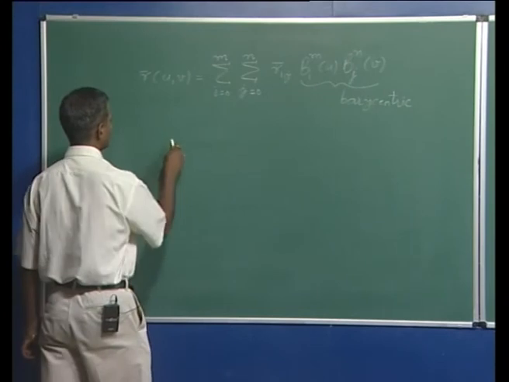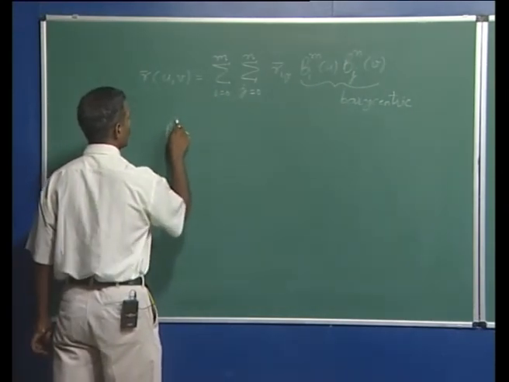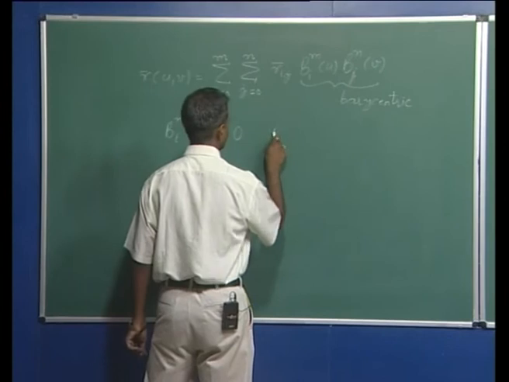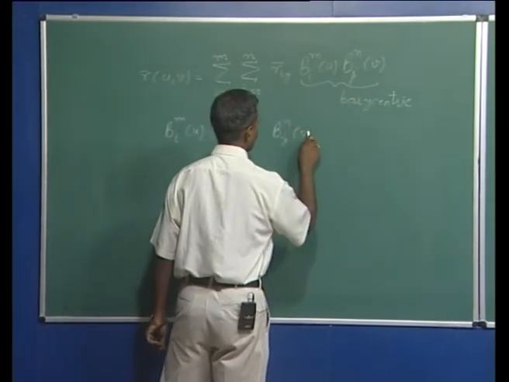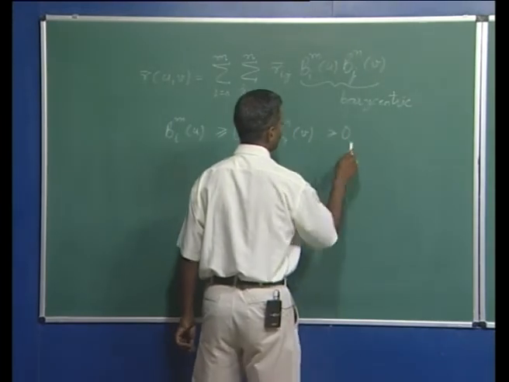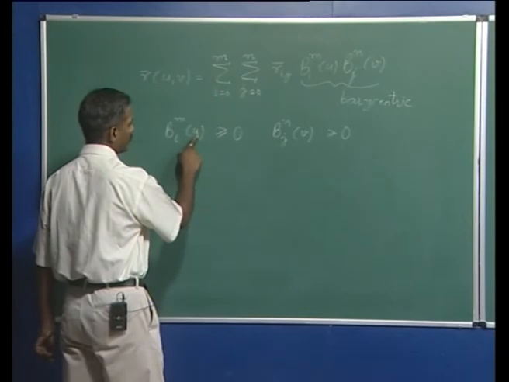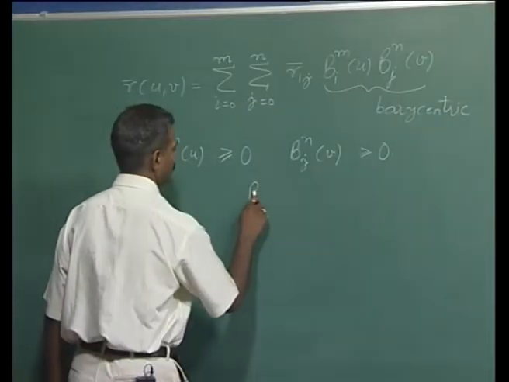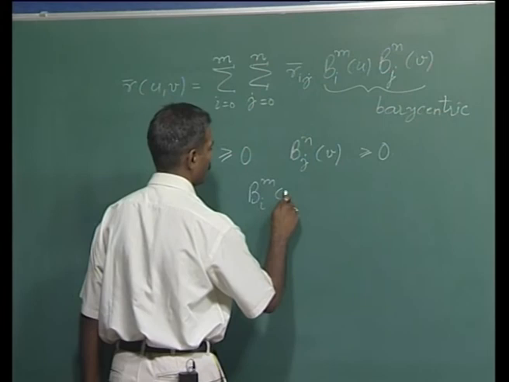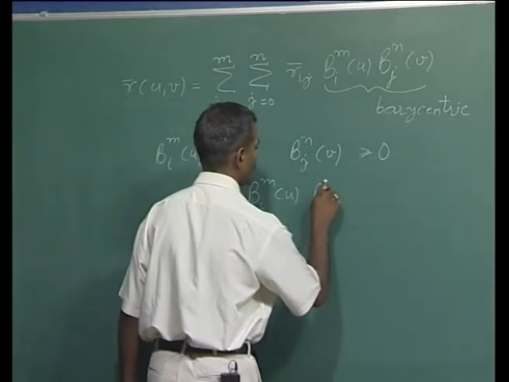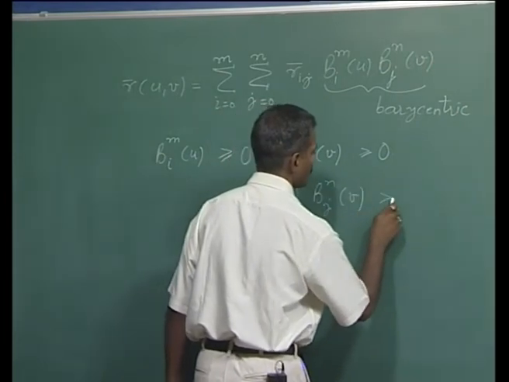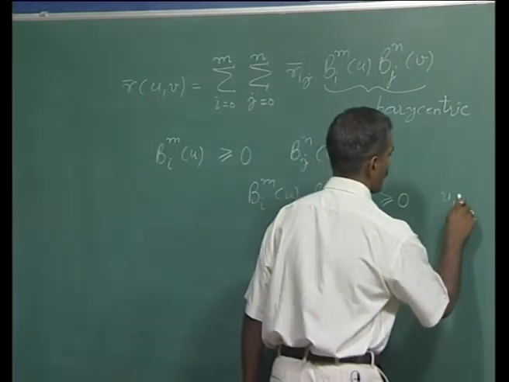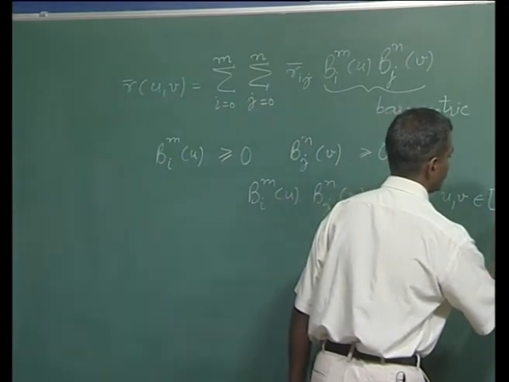So first we realize that B_i^m(u) is equal or greater than 0, and also B_j^n(v) is equal or greater than 0 for values of u in between 0 and 1 and for values of v in between 0 and 1. Clearly, the product B_i^m(u) times B_j^n(v) will be greater than or equal to 0. This is for u and v both belonging to the interval [0, 1].